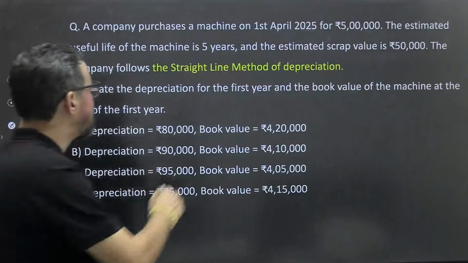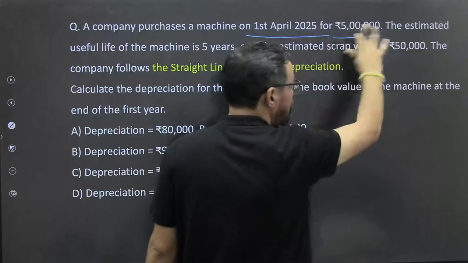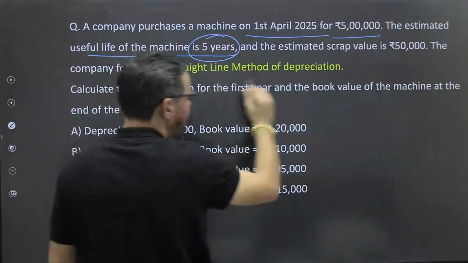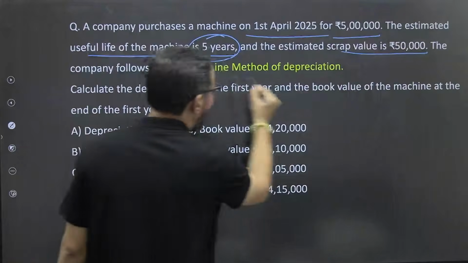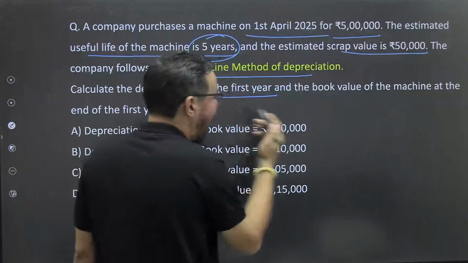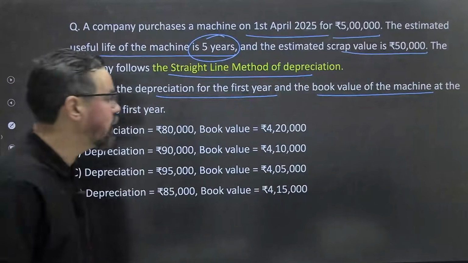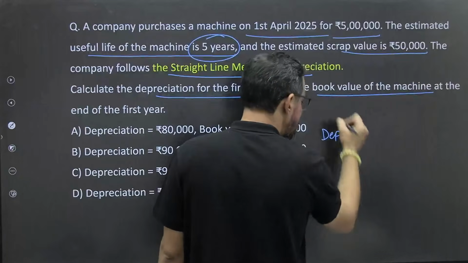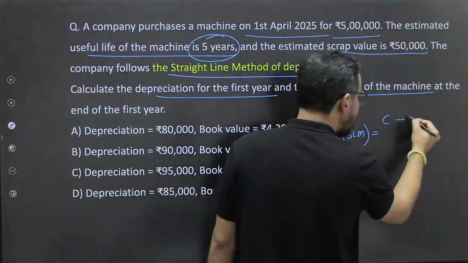So a company purchased machine on 1st April 2025 with 5 lakh rupees. So this is purchase cost. The estimated useful life is 5 years. An estimated scrap value is 50,000. The company follows straight line method. So what you have to calculate is depreciation for first year and the book value for machine at the end of first year. So when we will calculate, what is the formula? Depreciation by using straight line method is equal to cost minus salvage value.